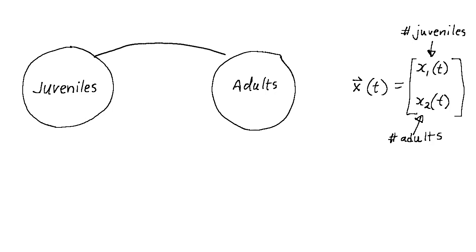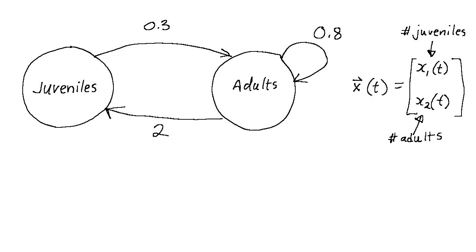Let's assume that exactly 30% of the juveniles encountered at the beginning of year t survive to the beginning of year t plus 1, and further that they're counted as adults at that time. Let's also assume that exactly 80% of adults encountered at the beginning of year t survive to the beginning of year t plus 1. Finally, we'll say that every adult we encountered at the beginning of year t produced two offspring who are themselves counted as juveniles at the beginning of year t plus 1.